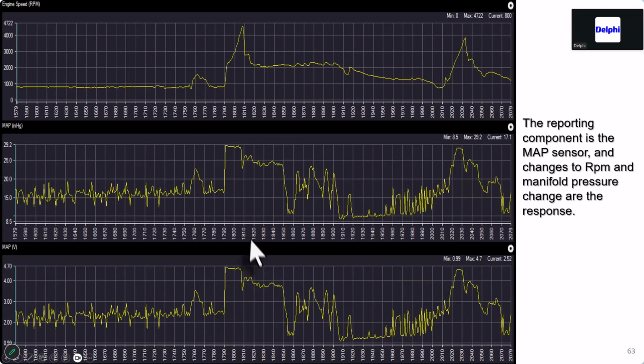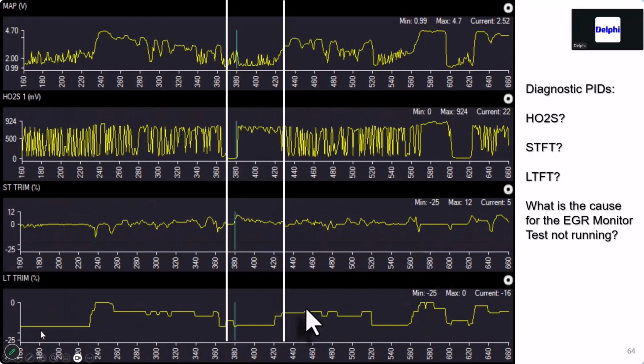So we go a little further, we blow it up, and you can see all this hash on the MAP sensor, especially after a decel. And so we're going through this data. We're looking at our fuel trims. Our fuel trims are a little bit skewed on the long term, short terms in the window.